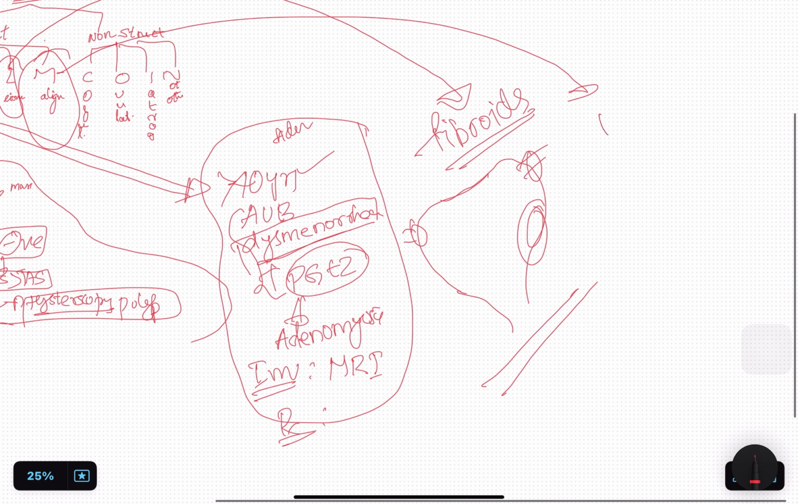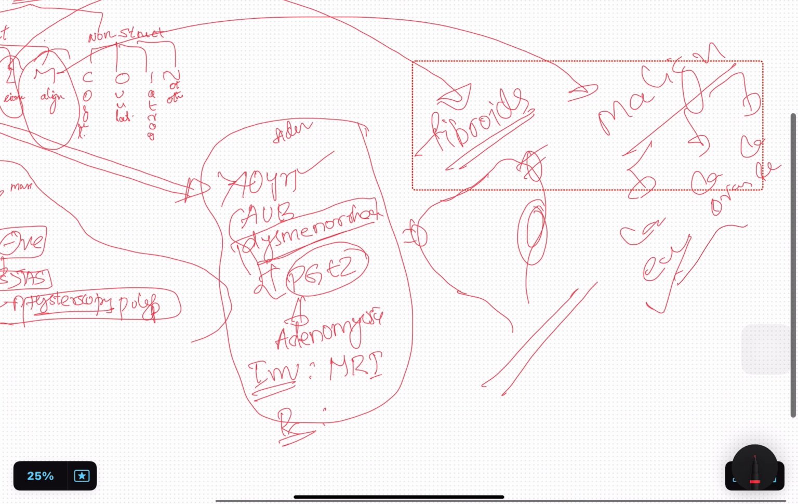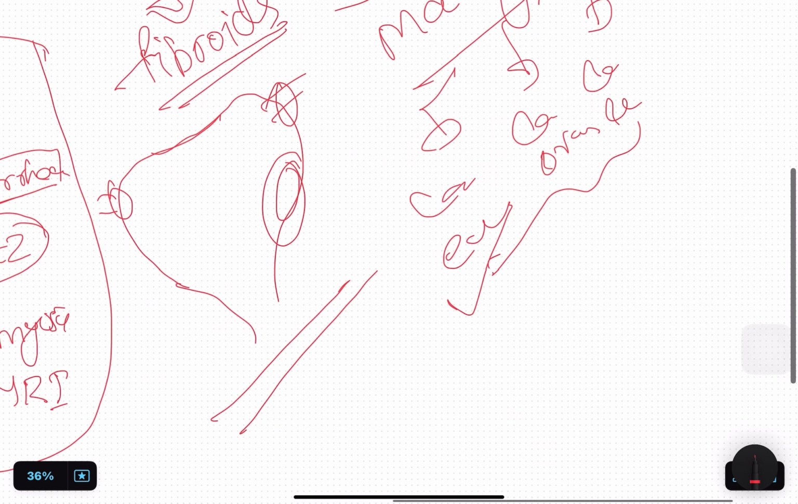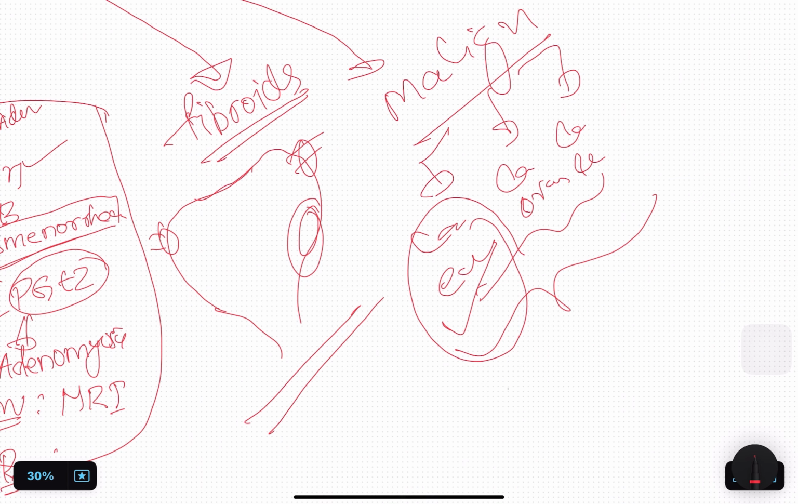What do you think you can do in malignancy? Which malignancy will bleed? Will Ca endometrium bleed? Yes. Ca ovary? Yes. Ca cervix? Yes. All will bleed. So based on the concomitant symptoms which are present and the specific investigations which you order, for Ca endometrium you should do an MRI to know till where it is involved, and also in Ca cervix you should do MRI to know the parametrial involvement.